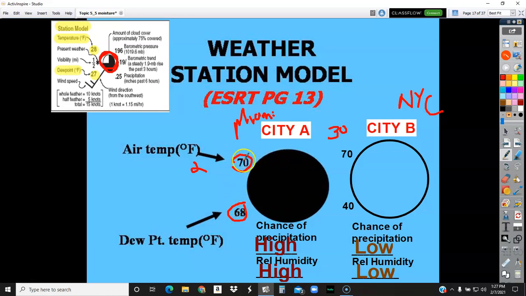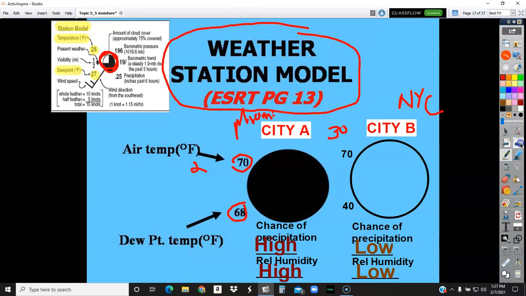But telling you that the numbers are close, the air and the dew point, and fully cloudy are both indicators that this is going to be raining sometime soon in Miami, whereas in New York, the numbers are far apart and there's no cloud cover. So we'll get into these station models. I'll probably cover those next week.